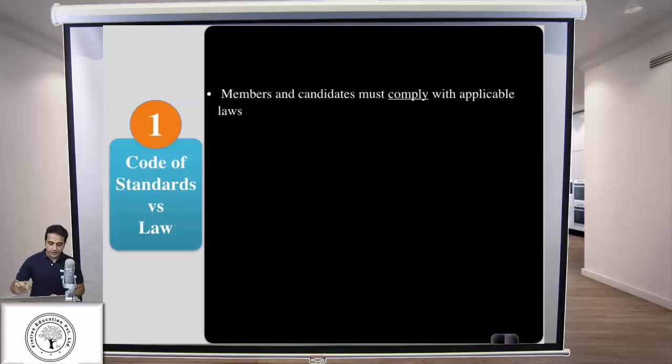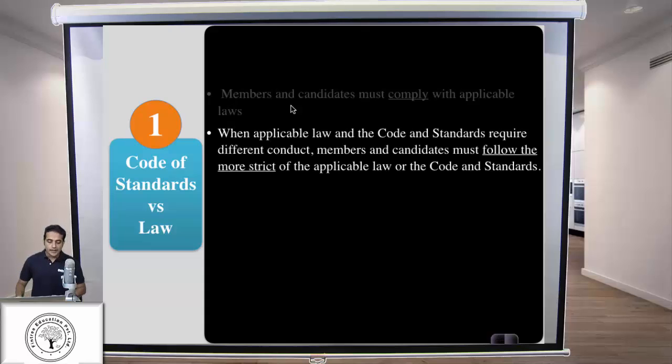So the first section has a generic sentence which says members and candidates must comply with all the applicable laws. This is the core part of this standard: when applicable law and the code and standards require different conduct, candidates must follow the stricter of the applicable law or the code of standards. What does it mean?